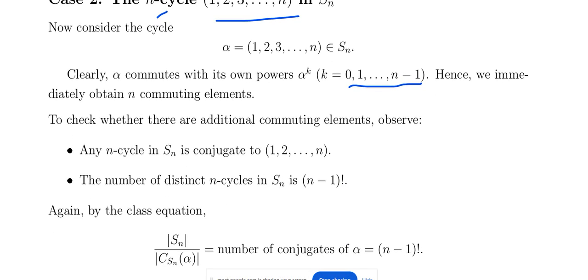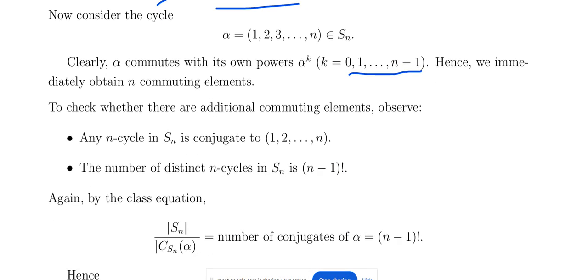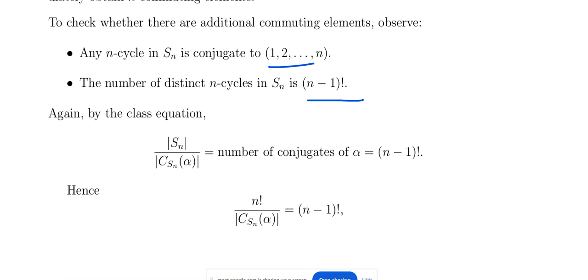So any n-cycle in Sn is conjugate to (1 2 ... n). The number of distinct n-cycles is (n minus 1) factorial, and from the class equation, that is n factorial divided by the normalizer or centralizer of alpha. Some write C over Sn as a subscript, Csn; that's all the same idea, the notation is no different. Even if you just write N of alpha, that is correct. And the number of conjugates of alpha is (n minus 1) factorial.